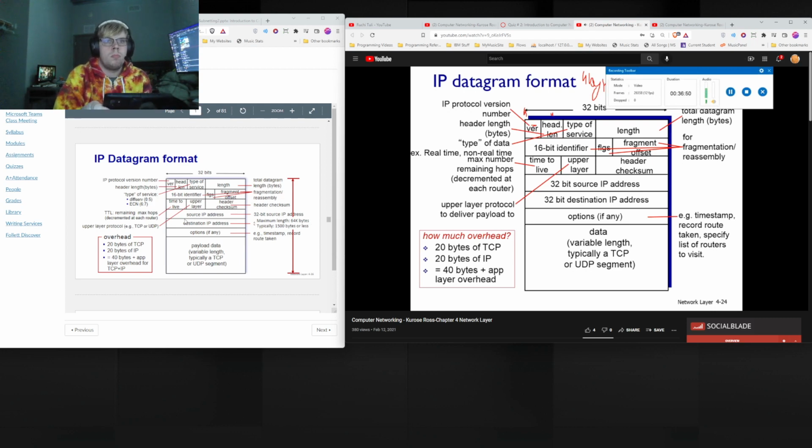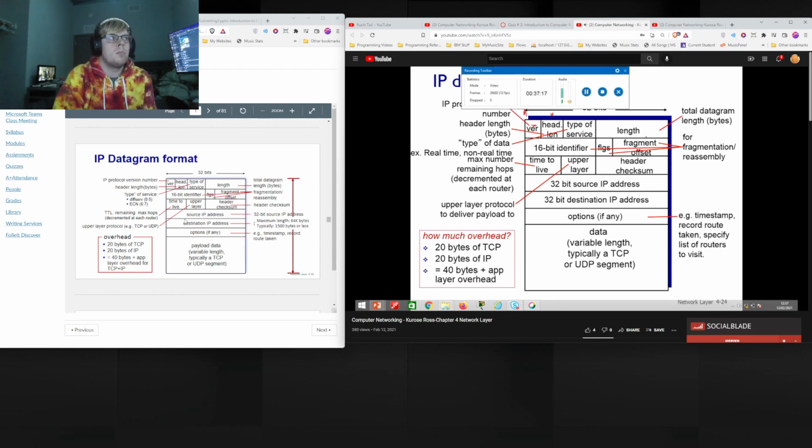Then is type of service. Type of service is used to determine the type of data it is carrying. For example, it might be useful to distinguish between real-time datagrams, such as those used by IP telephony, from non-real-time datagrams, for example FTP. So what is the type of data?